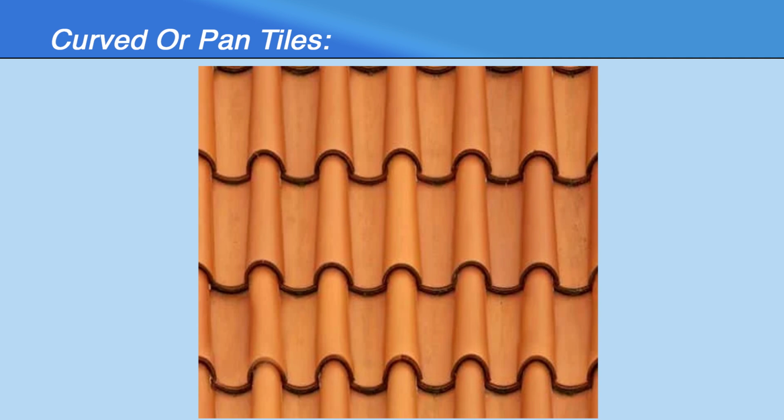Pan roof tiles are not bonded. They have continuous side joints from eaves to ridge. Thus, pan tiles are single lapped in contrast to the plain roof tiles which are double lapped.